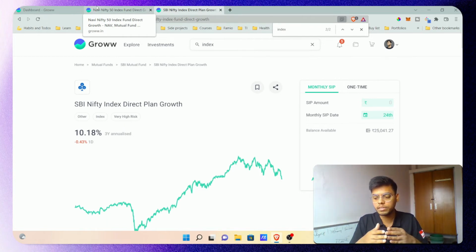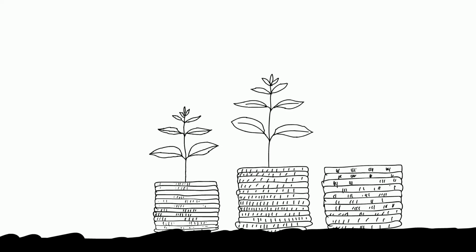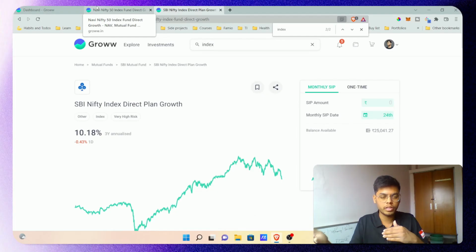So the best thing to do is, if you want the money within 2 years, go with debt funds. If you want to park it for the very long term, and you don't need that money for the next 3, 4, 5 years and want to grow it in a compounding manner, then you should go with the equity mutual fund, right?